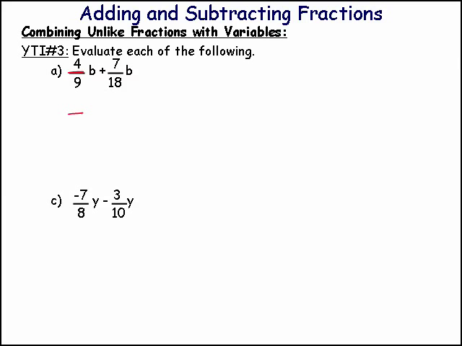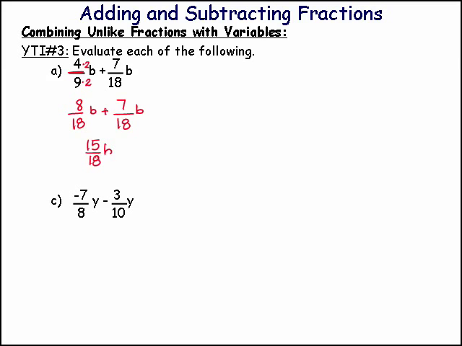What is the least common denominator between 9 and 18? Well, if you just think about it, I'm looking for multiples. 18 is a multiple of 9, so let's just write 18 there. That means that fraction remains the same, untouched. How about this one? What do you have to multiply 9 by? 2. So we end up with 8/18 b plus 7/18 b. Adding together, what do you get?